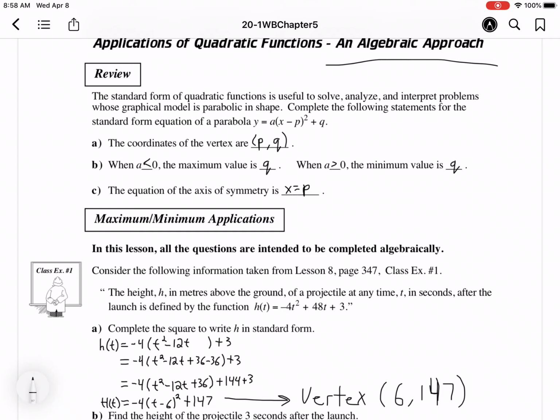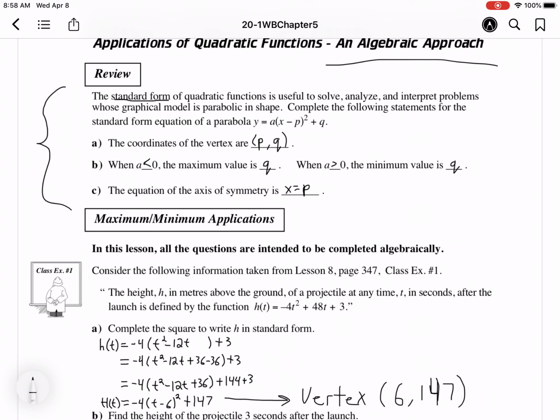So some review, we're going to be basing a lot of this off of our vertex, okay? And our vertex is in standard form. So we have to go from general to standard form. Remember, if we're going from general form to standard form, we're going to have to complete the square. Remember, we're doing this algebraically. We can't just throw it in our calculator and go from there. We have to complete the square, right?